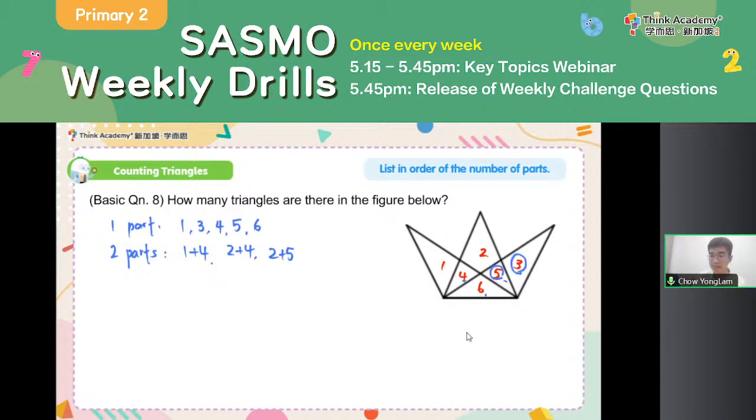3 and 5 can form a triangle, so 3 and 5. Then, let's look at 4. 4 and 6 can form a triangle. And then finally, 5 and 6 can form a triangle. Okay, you can check them later on.